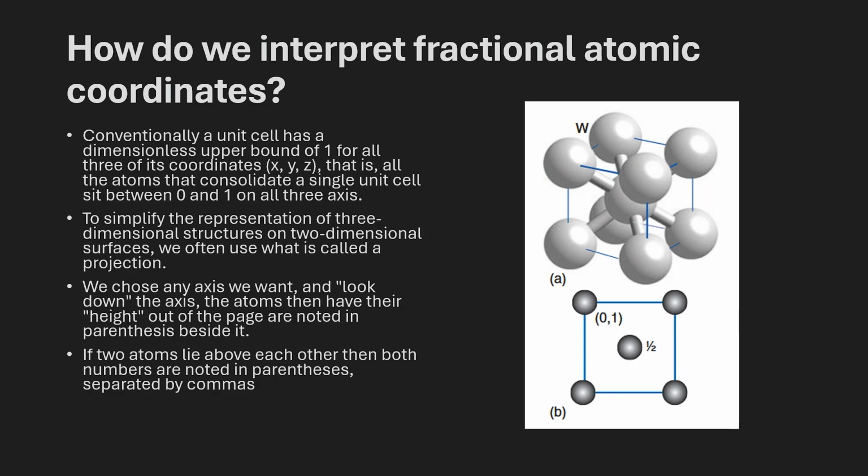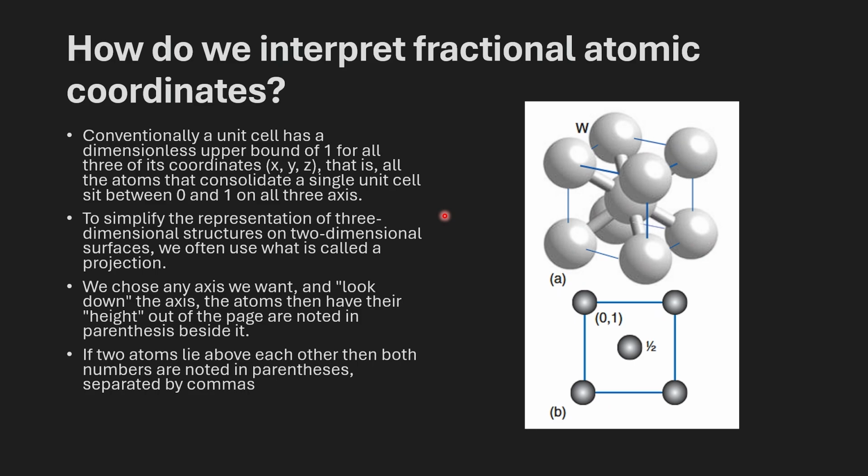How do we interpret fractional atomic coordinates? Well, conventionally, a unit cell has a dimensionless upper bound of 1 for all 3 of its coordinates x, y, and z in any direction. So, for example, let's take x along here. That's 0 to 1, y 0 to 1, and z 0 to 1. That is, like it says here, all the atoms within 0 to 1 on the bounds.